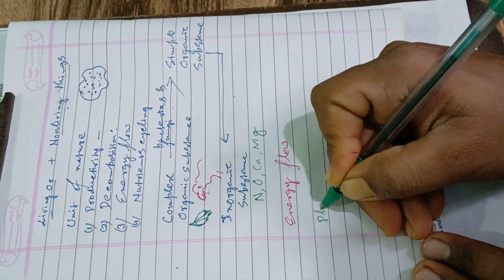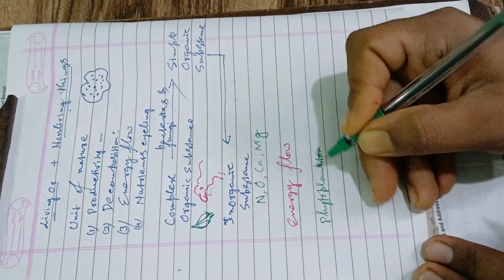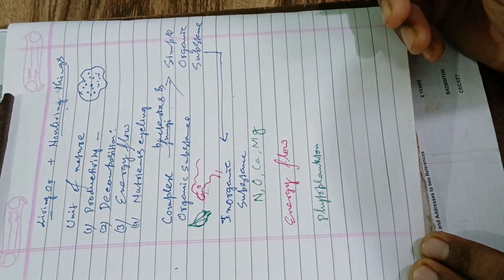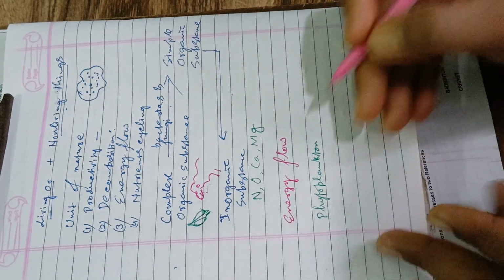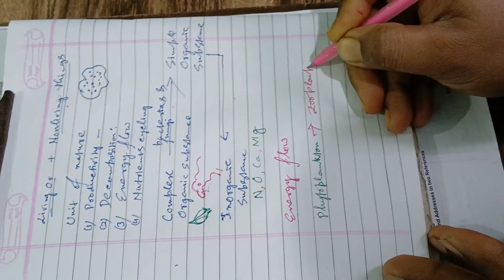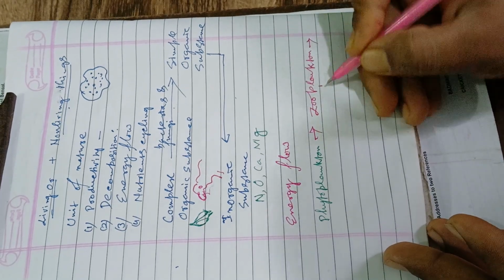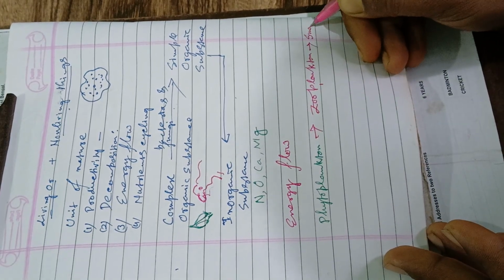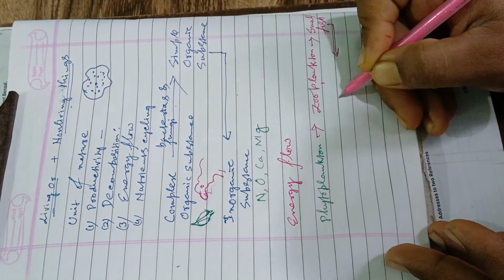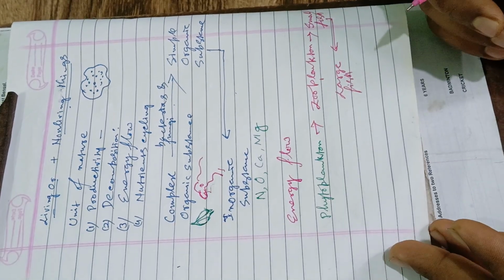There is the phytoplankton. Phytoplanktons are the living algae present in the water bodies. This phytoplankton is eaten by the zooplankton, and this zooplankton is eaten by the small fish, and small fish is eaten by the large fish. Okay, so this is a food chain.